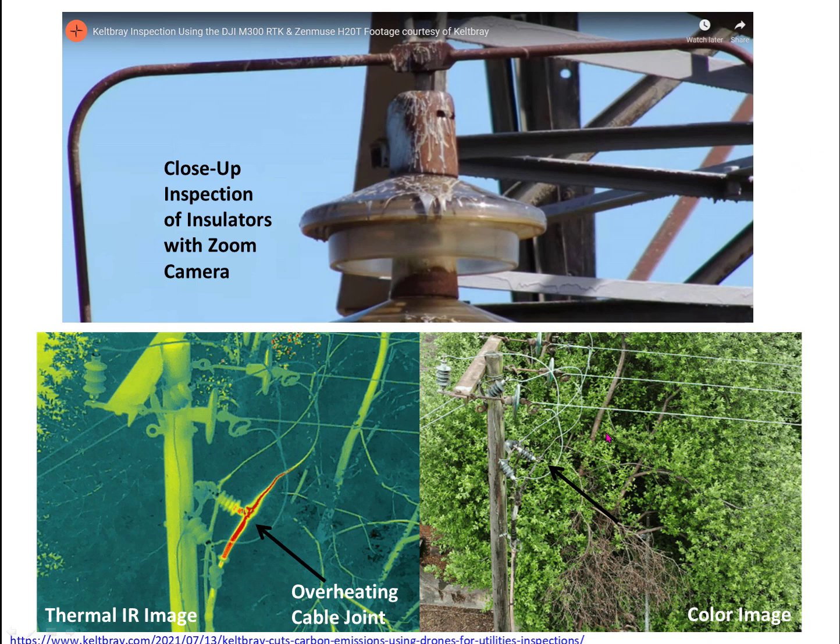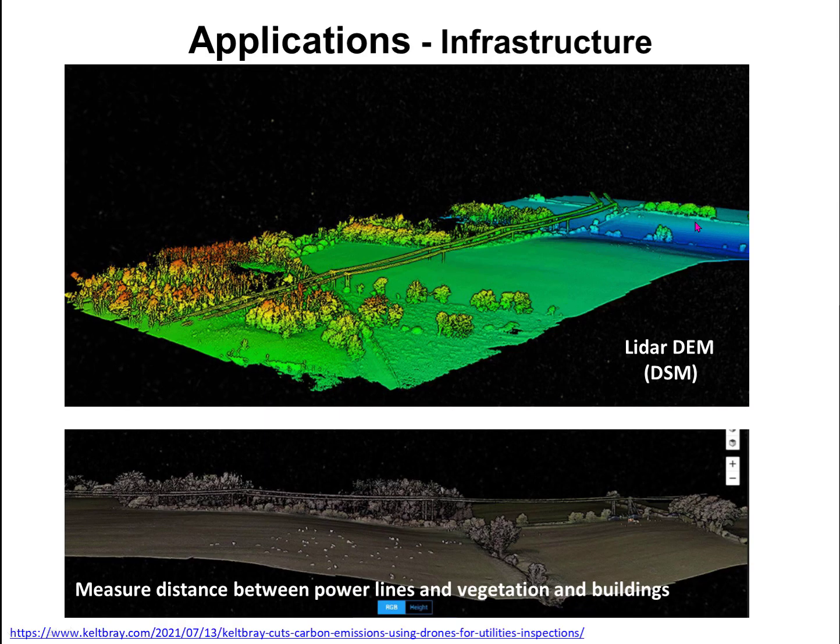At the same time, they can use their thermal camera. In the lower right, we've got a color image. But with their thermal camera, they can see there's an overheated cable joint that they need to correct. And then with their laser capability, they can make a digital elevation model of the lines.